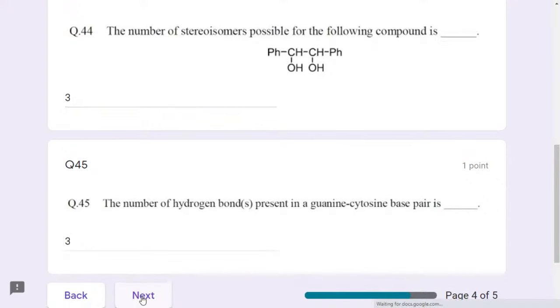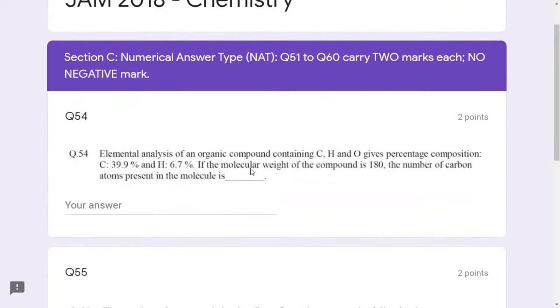Next, elemental analysis of an organic compound containing C, H and O, carbon, hydrogen and oxygen, gives percentage composition. Carbon is having 39.9% and hydrogen is 6.7%.